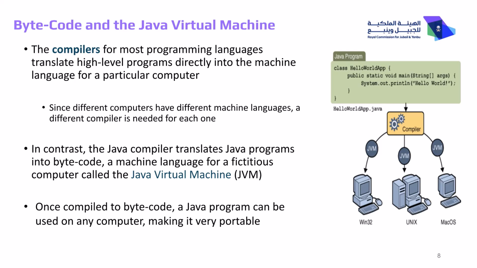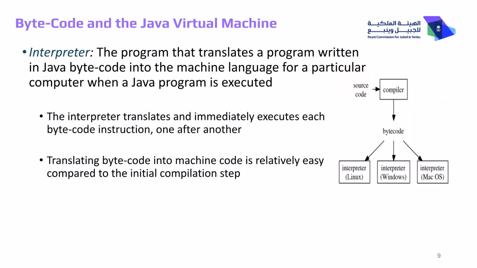Java, however, compiles programs into bytecode, the machine language for the fictitious Java virtual machine, or JVM. This makes compiled Java programs highly portable. When a Java program executes, an interpreter translates the Java bytecode into the machine language for the specific computer, executing each instruction immediately. This translation of bytecode is relatively easier than the initial compilation.